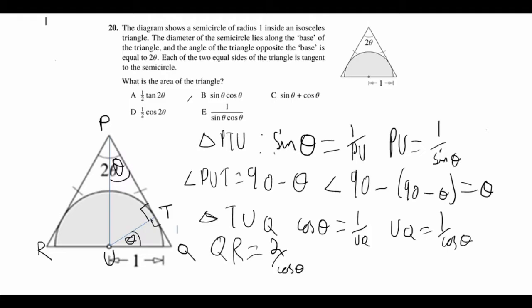And this means that the area of the triangle is 2 over cos theta times 1 over sine theta times a half, which is just half times base times height. And so this 2 cancels with this 2. And so we get that the area of the triangle is equal to 1 over sine theta cos theta. And this corresponds to E.